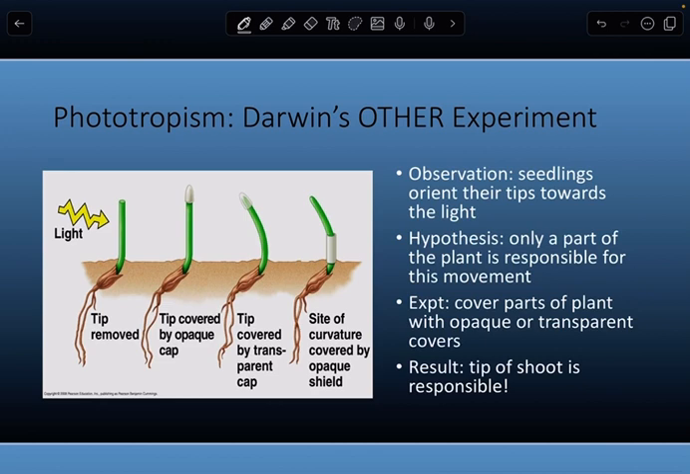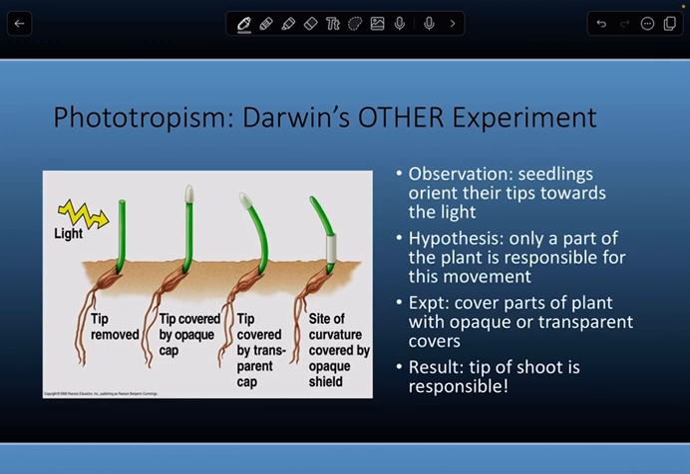So what Darwin did was try to figure out what part of the plant was responsible for that. He hypothesized it was the tip, and when he removed the tip, there was no response, right? No bending. When he covered it with an opaque cap so no light could get to the tip, there was also no bending. But when he covered it with a transparent cap, so light could get to the tip, there was bending. So he said, okay, it must be in the tip, and it must be because of light. That's pretty much all he could really conclude from this, right?